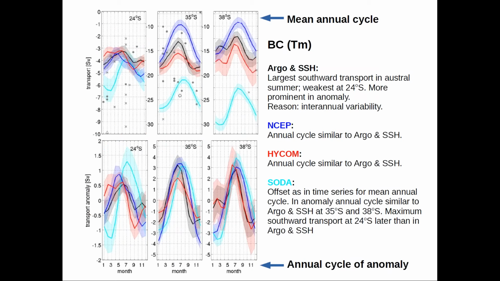So here the top shows the mean annual cycle, and the bottom shows the annual cycle of the anomaly, with the annual mean removed for each year. And in both ways of doing it, we get a pretty pronounced annual cycle, except at 24 south, where Argo has a pretty weak one, but after you remove the interannual variability, you also get a pretty pronounced annual cycle.